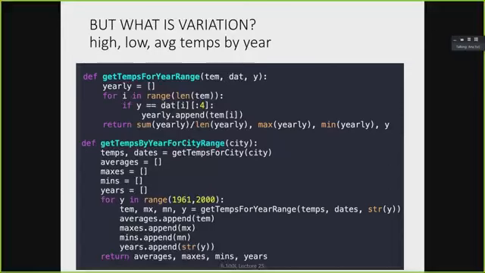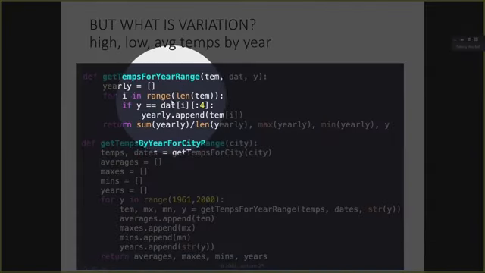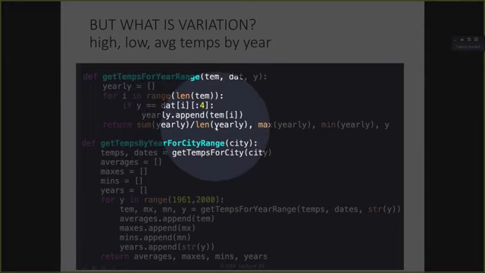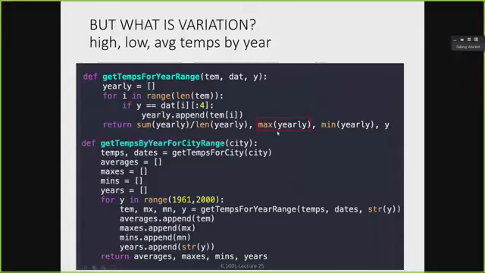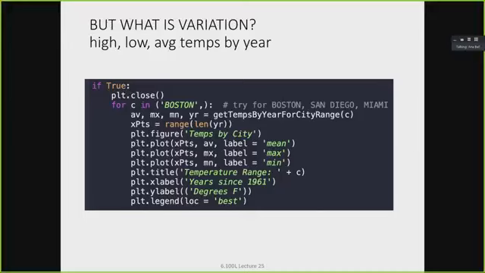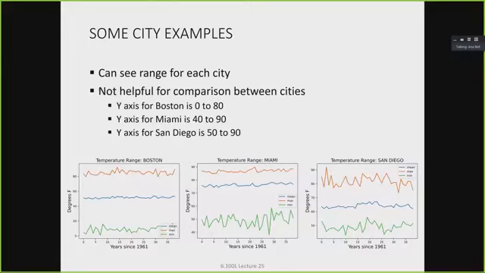So this is the code that does that. The function here is exactly the same as on the previous slide. The only difference is instead of returning the average, we're also going to grab the max and the min for that list of temperatures. Okay? And then we've got all of the different cities to plot this for. So we get something that looks like this.